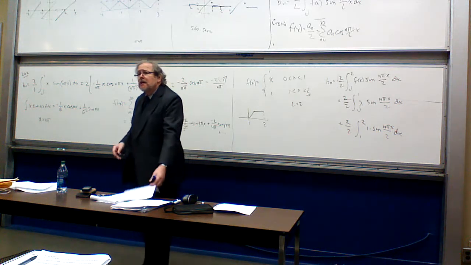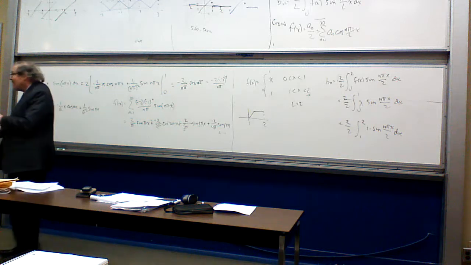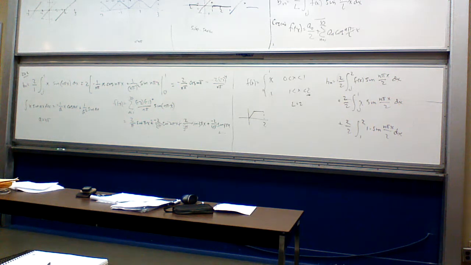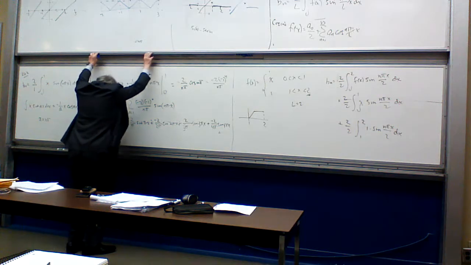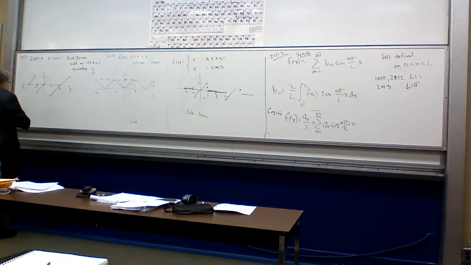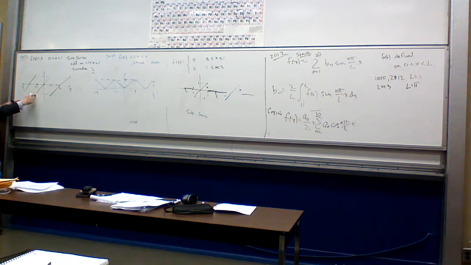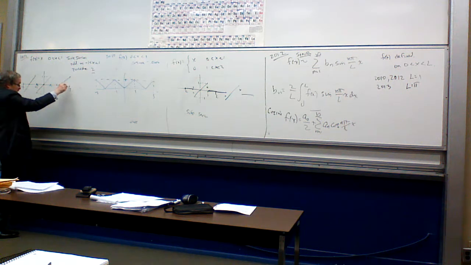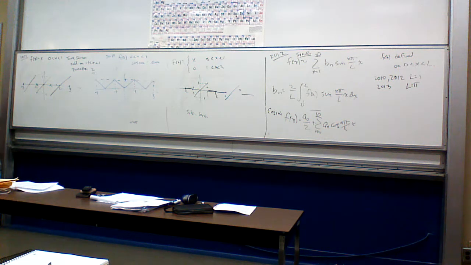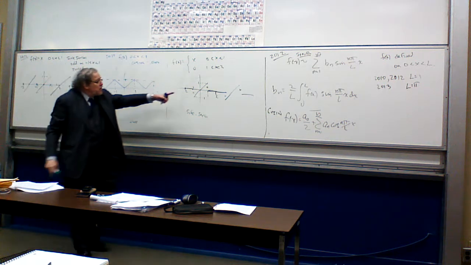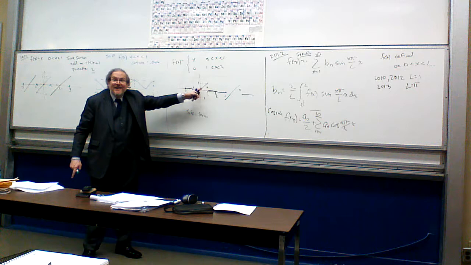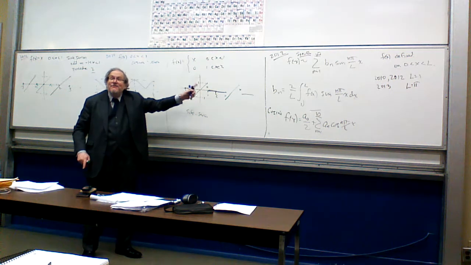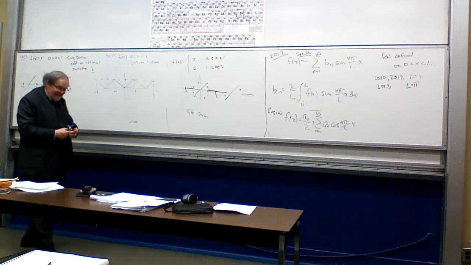Yes, sir. Where are the jumps in that one? The averages are the jumps here, from 1 down to -1, right there. Those are going to be my jumps. The cosine on this has jumps. Yes, cosine can have jumps.